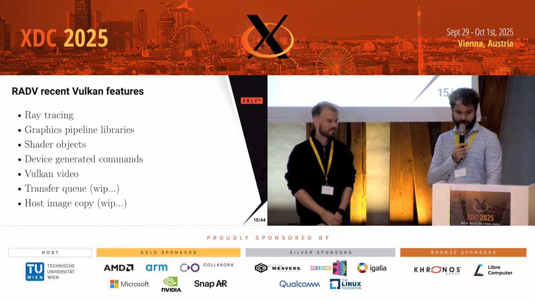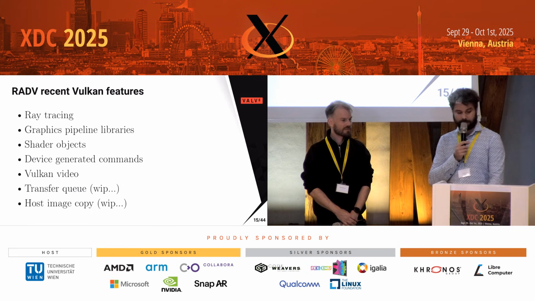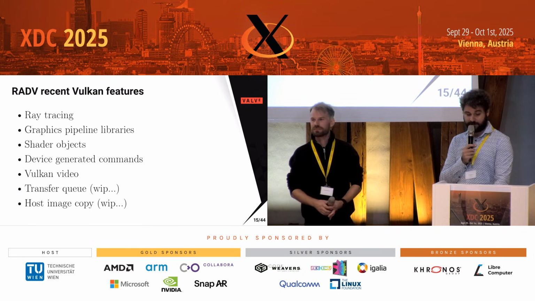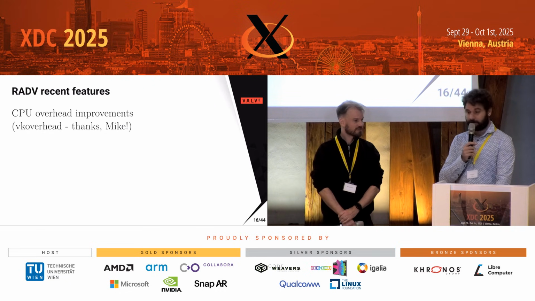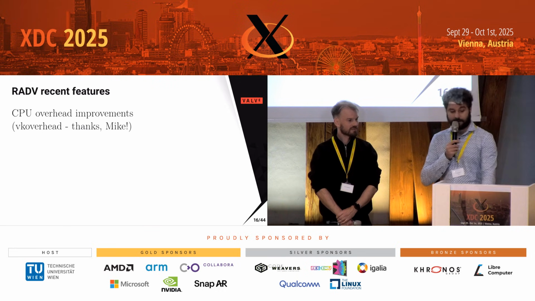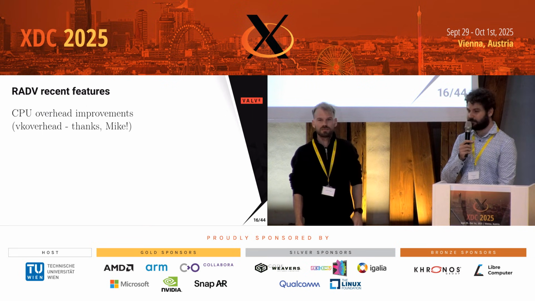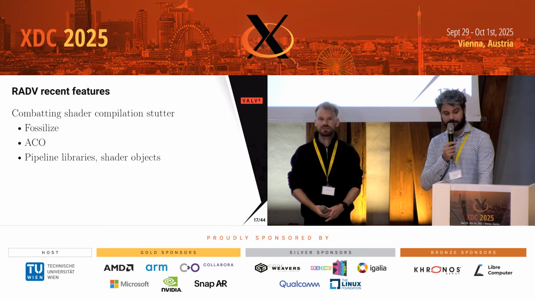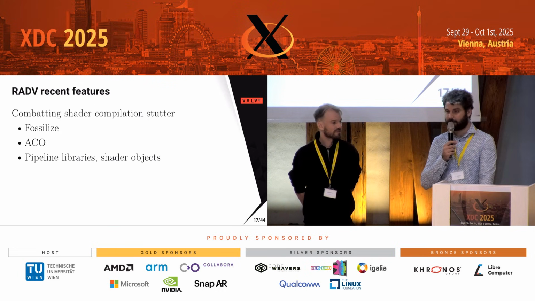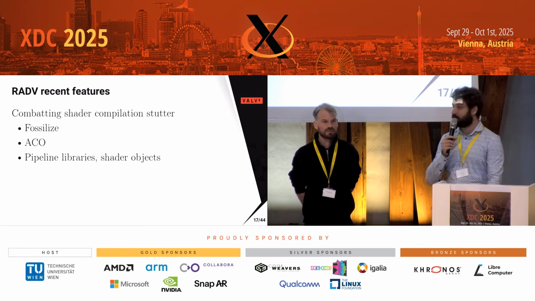So here are a few examples of Vulkan features that we started supporting in the past couple of years. I'm not going to go through all of them in detail because then you guys would have to sit here with us for the whole day. But a few of them that are important to us are the CPU overhead work, which is spearheaded by Mike. He actually wrote a test suite just to test the overhead for us. The other thing that we're trying to do is combat the stutter caused by shader compilation. So in the very early days, some of us wrote Fossilize. Thank you, Hans-Christian, for that.